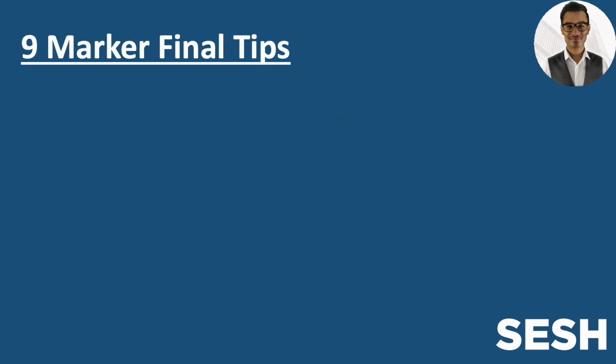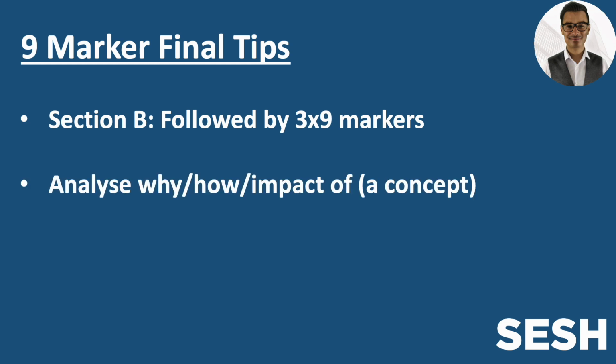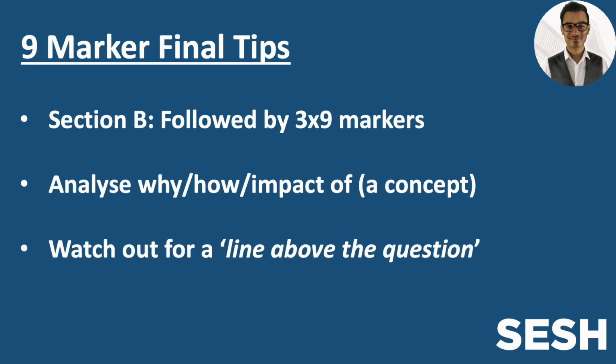Final tips for 9 markers. So after you've done those calculation questions, you will probably have 3 9 markers based on historical papers. Analyse why, analyse how, analyse the impact of a concept, and that's of course the question. Just things to watch out for. Some of those questions might have a line above the question. If there is a line above that question, watch out for that. It might give you a context to focus on. Be careful of that. You'll likely only have it once if it happens, but you should watch out for it.